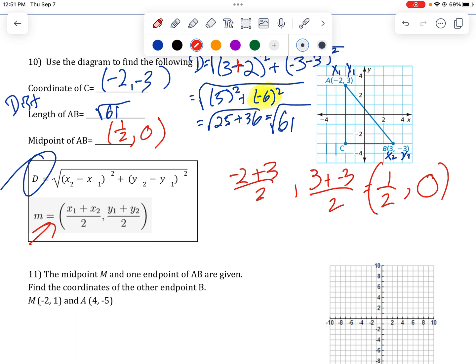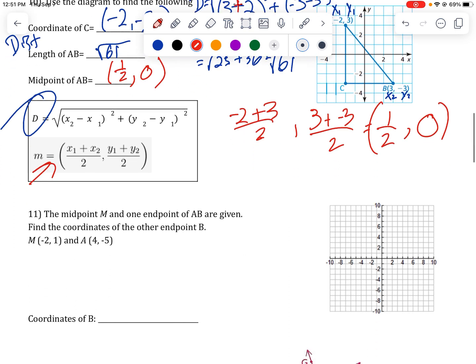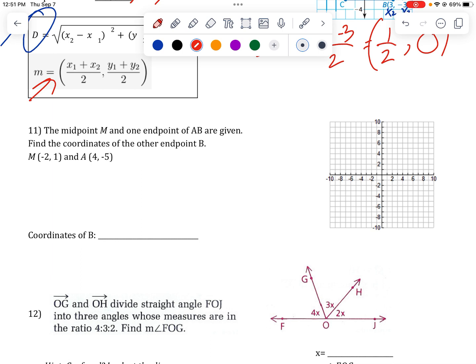All right, so number 11. It says M is the midpoint, and the midpoint M and one endpoint of AB are given. Find the coordinates of the other endpoint B. So first thing I want to do is plot these points. I got -2, 1. That's M. And then I have 4, -5.